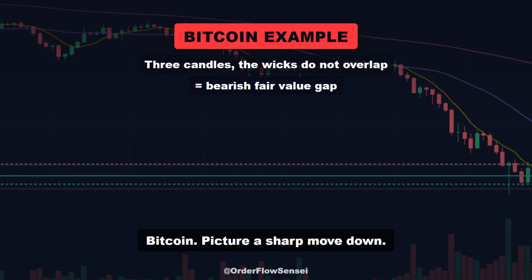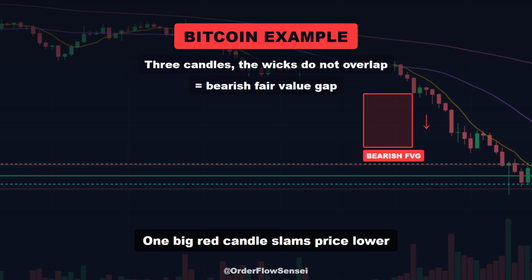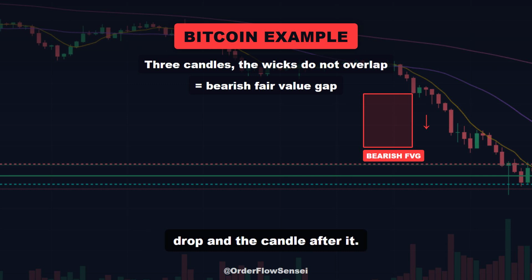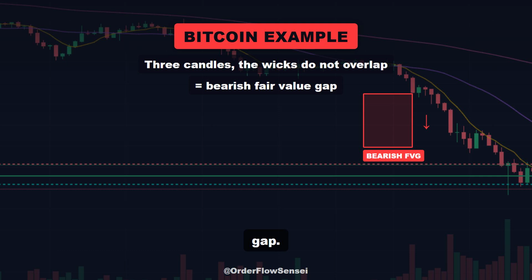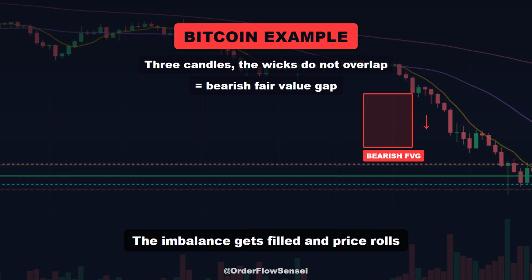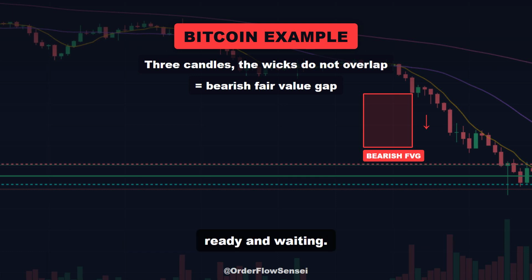Let us look at Bitcoin. Picture a sharp move down. One big red candle slams price lower with force and breaks the low underneath. Now look at the candle before that drop and the candle after it. Their wicks do not overlap, and that empty space in the middle is your bearish fair value gap. A day or two later, price bounces and crawls right back up into that gap. And what happens? It gets rejected inside the gap. The imbalance gets filled, and price rolls over and continues down. If you knew that gap was sitting there, you were not surprised. You were ready and waiting.